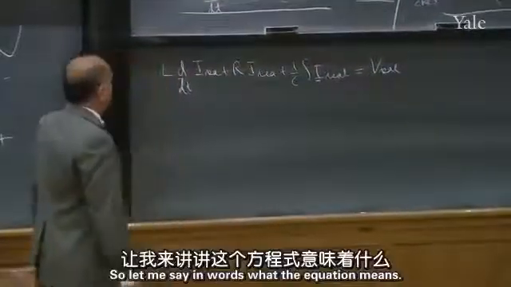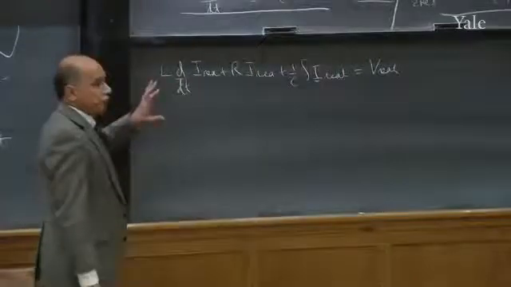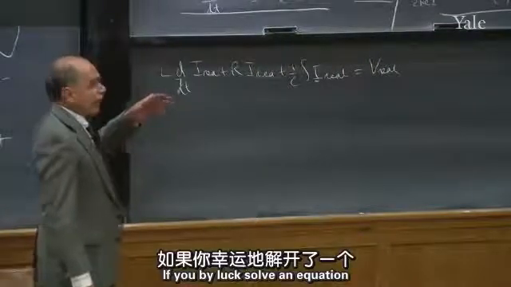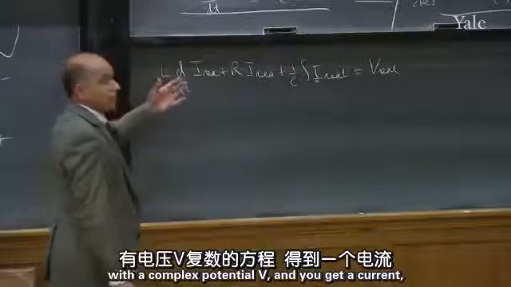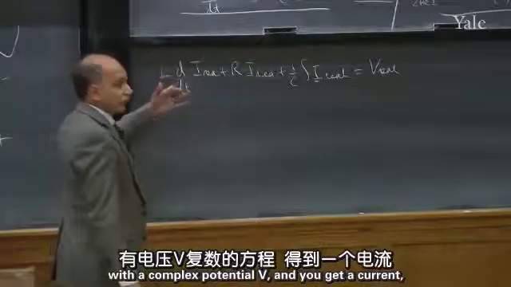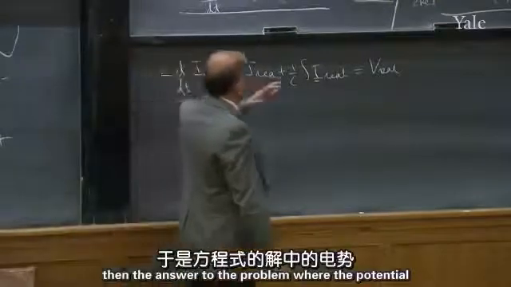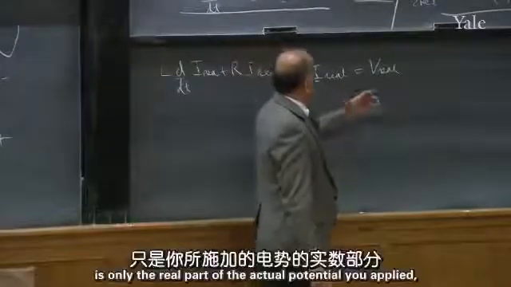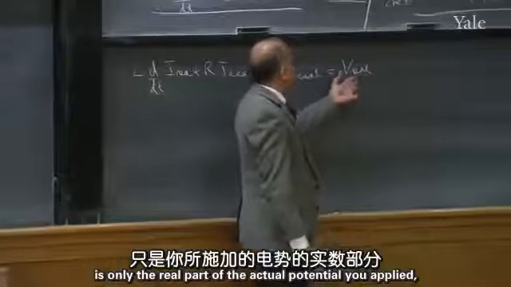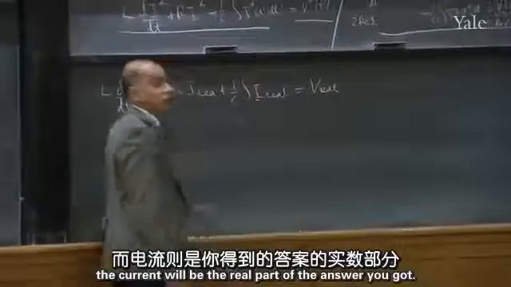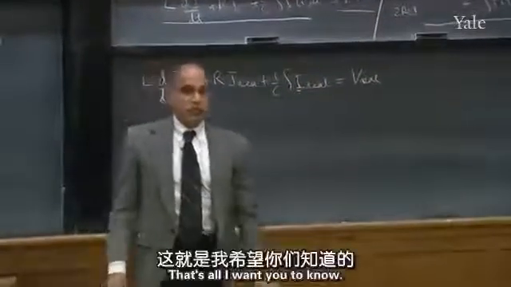So let me say in words what the equation means. If you, by luck, solve an equation with a complex potential V, and you get a current, then the answer to the problem where the potential is only the real part of the actual potential applied, the current will be the real part of the answer you got. That's all I want you to know.